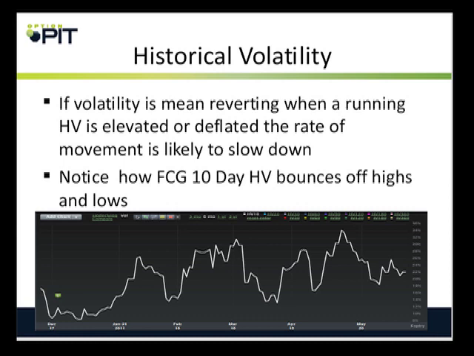Now, if volatility is mean reverting, when HV is elevated or deflated, the rate of movement is likely to slow down or increase. Okay? Notice how FCG, this is an ICE ETF, bounces off highs and bottoms. All right? Those can actually be a really good time to think about buying premium on the lows, all right, and buying premium on the highs.